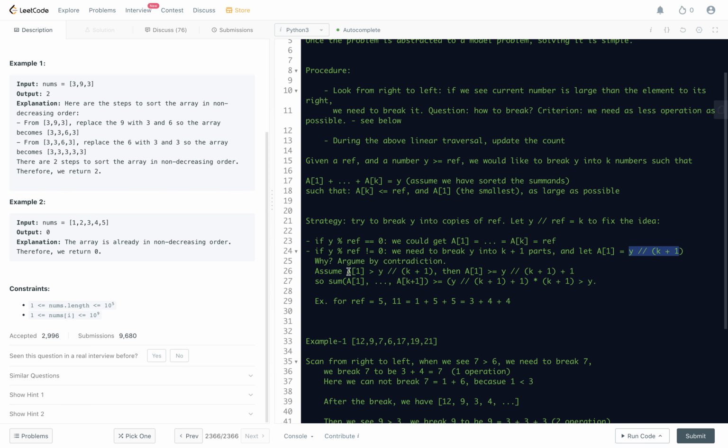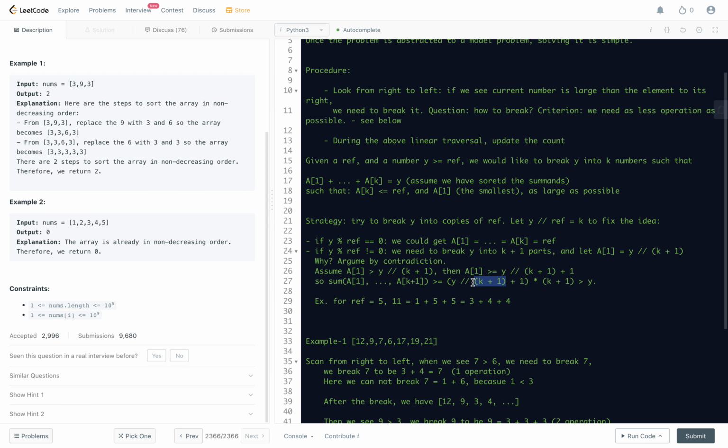Assume that the smallest one can be larger than this number. Because we are considering integers, a1 is at least this number plus 1. Then if we consider the sum, because we need at least k plus 1 parts, we sum a1 up to k plus 1. So what we get is this number plus 1 times k plus 1.